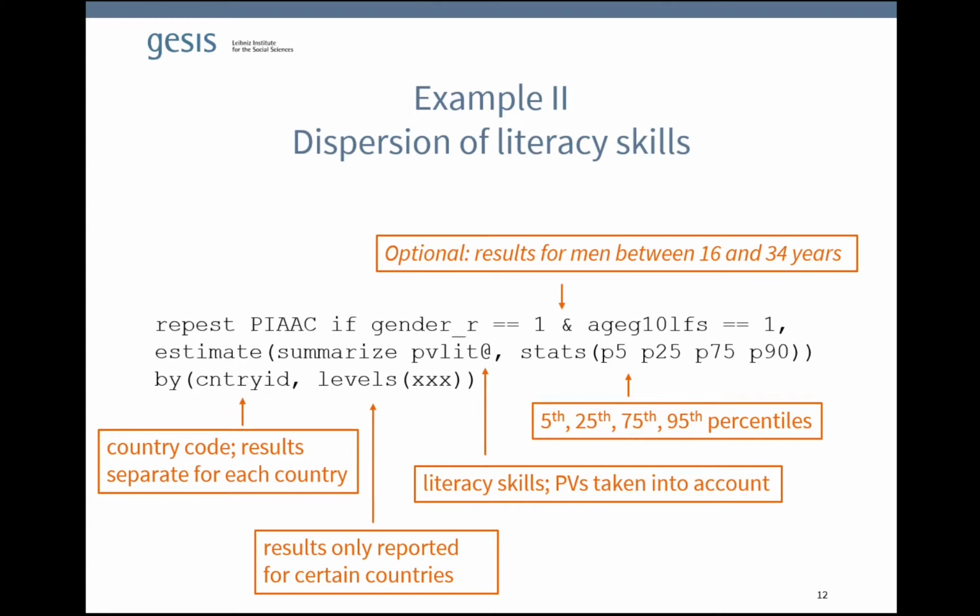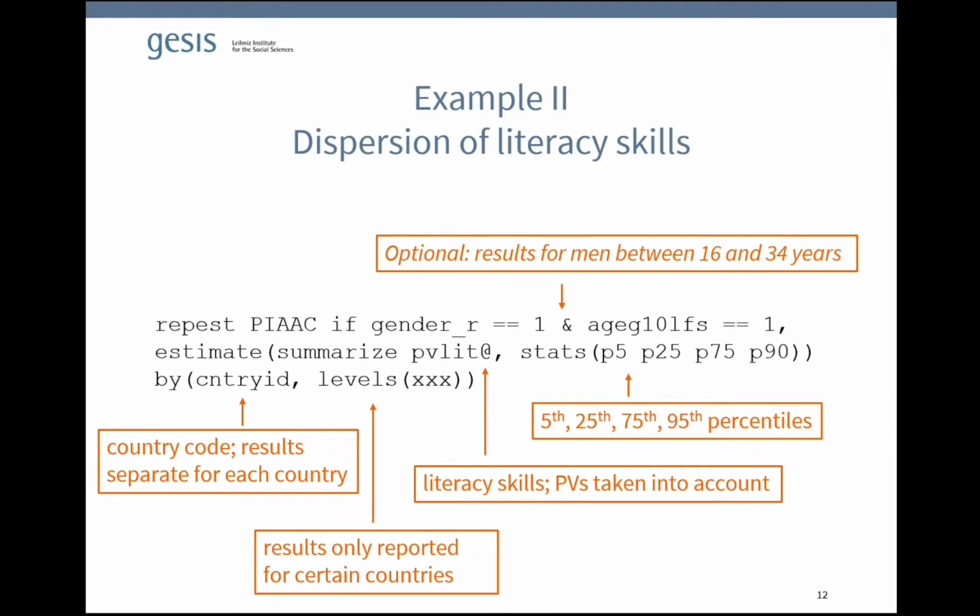This is the syntax for literacy skill dispersion. As we do not only want the results for the full sample, but only for men between 16 and 34 years, we can also include the if option and restrict our sample with the gender and age variables. We use the summarize command to get percentiles. More precisely, we want the 5th, the 25th, the 75th and the 95th percentiles.